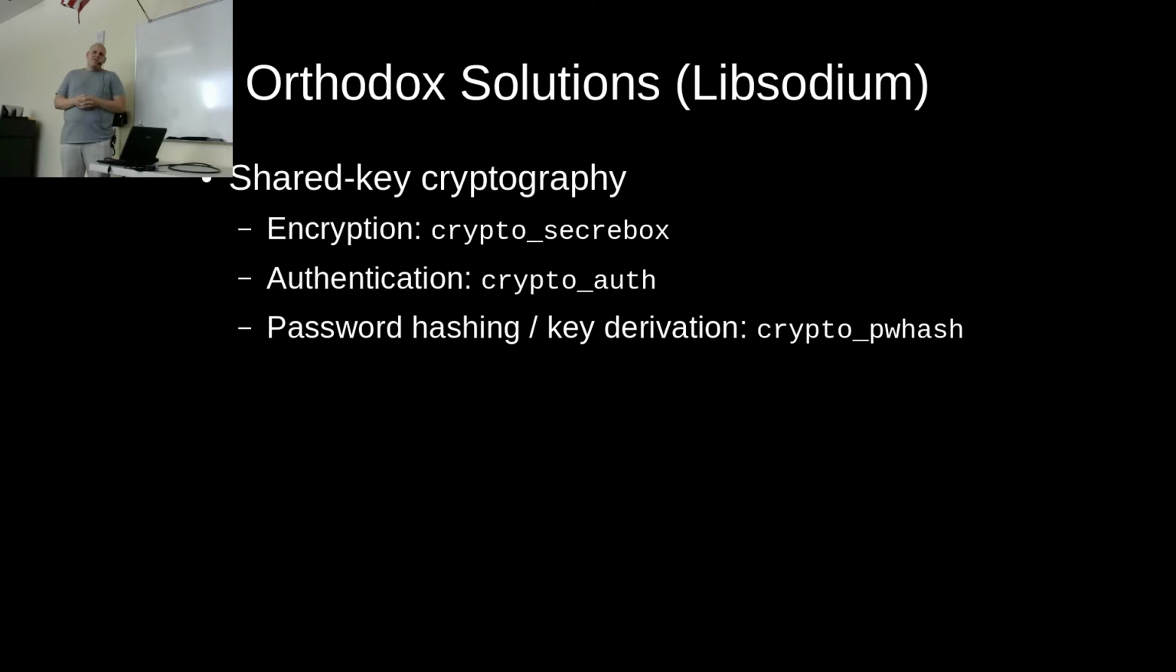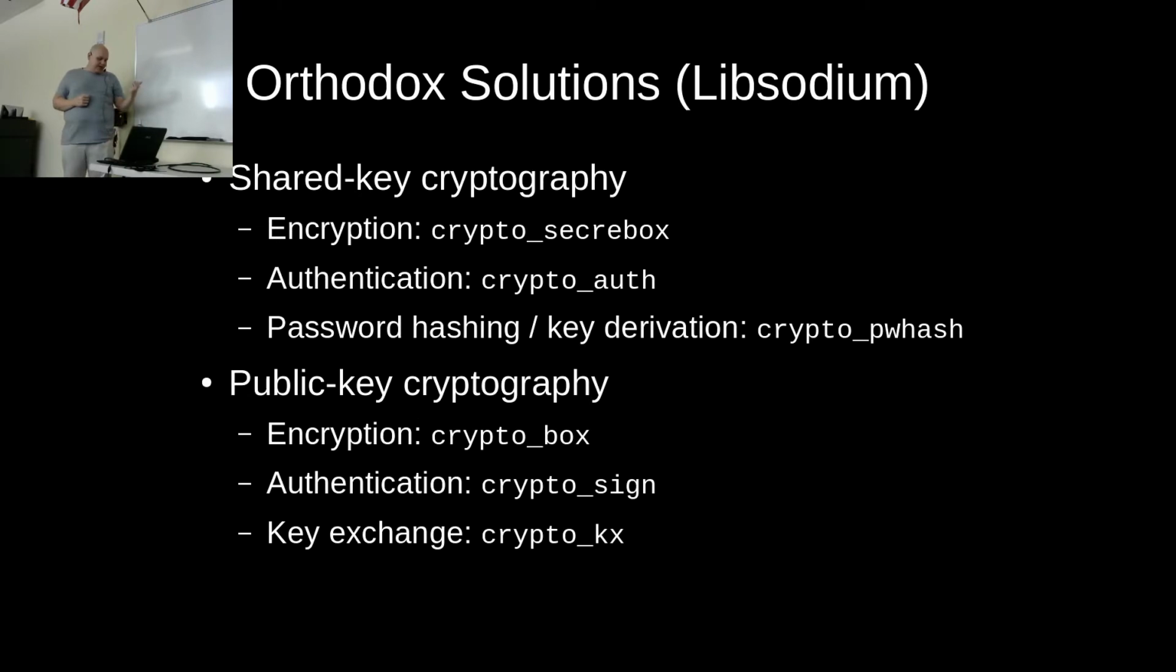So for the solutions we're using, there are 2 ways you can go. I'm going to show you the Libsodium way. These are for shared key encryption, with no weird asymmetric stuff going on. These are the APIs you would need: secretbox, auth, pwhash. Straightforward. Then for public key: box, sign, key exchange.